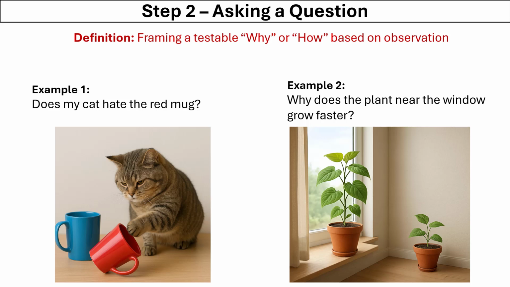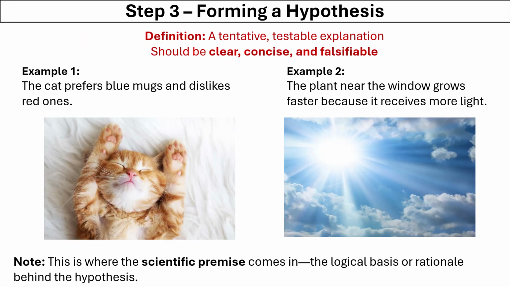Then you ask a question about your observation. So in the cat scenario, your question would be, does your cat hate the mug? And in the plant situation, your question would be, why does the plant closer to the window grow better? Then you make a tentative prediction or hypothesis. In the case of the cat, you say that the cat prefers the blue mug and dislikes the red mug.